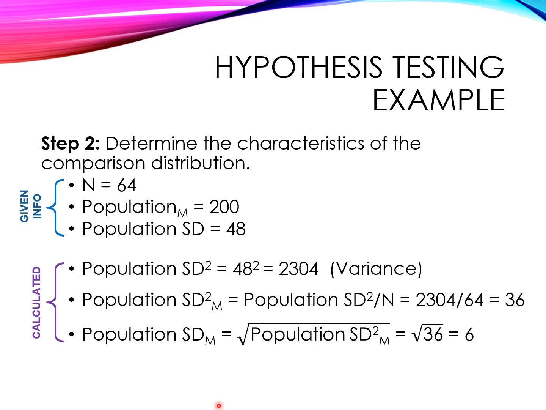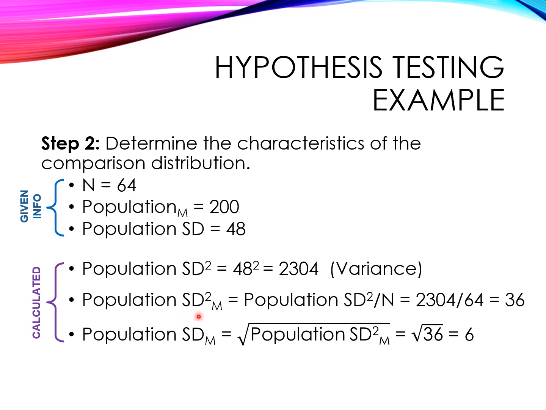Here we have some good information. This is correct. So we have the population variance is equal to the standard deviation squared. Our population standard deviation is 48. So our population variance is 48 squared, which is 2304. There's our variance.